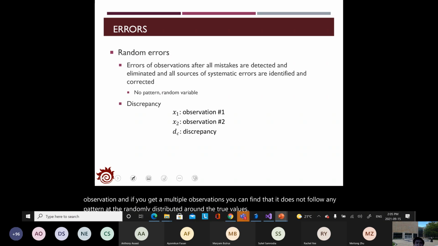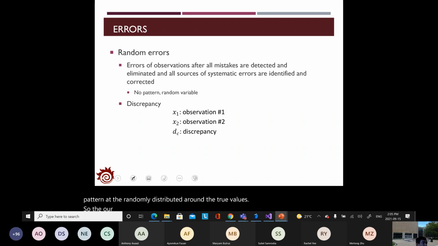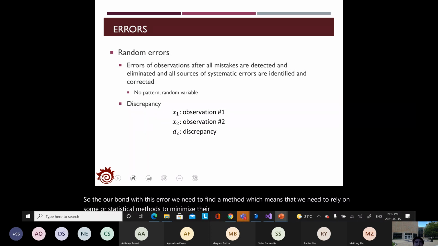So with this error, we need to find a method, which means that we need to rely on some statistical methods to minimize their impact on our measurement.